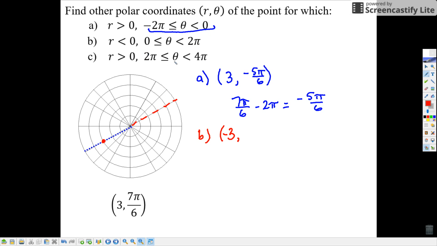Now it needs to be between 0 and 2 pi, so that's easy. We just need to name this angle right here, like we're used to naming it. So that's the angle pi 6. And we'd be done with that one.